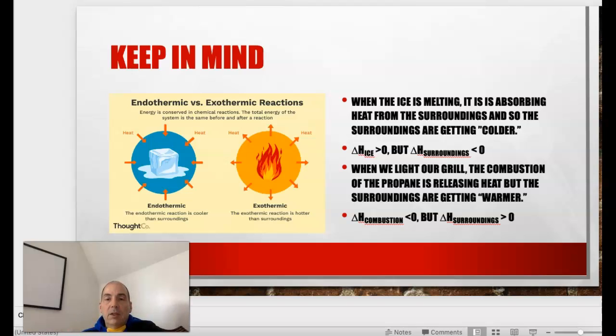Okay, and again, we have to keep in mind that what's going on with the system is opposite for surroundings. If the ice is absorbing heat in order to break its intermolecular forces and start to melt, well, then that heat had to come from the surroundings. Surroundings has to be losing heat. Okay, if I'm cooking outside on my grill and my grill is giving off heat, well, that means the air, the system around it, the environment is got to be absorbing the heat. Okay, so if the combustion reaction of the propane is giving off heat, it's exothermic, then the surroundings have to be absorbing heat, and that's going to be endothermic.